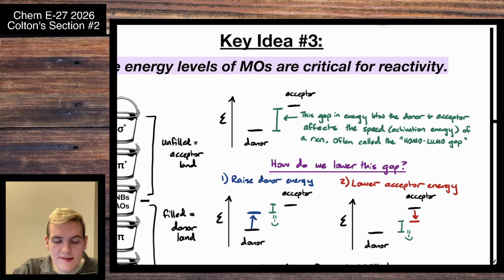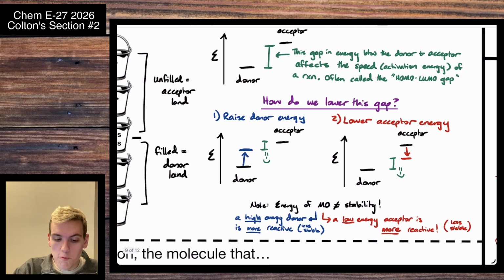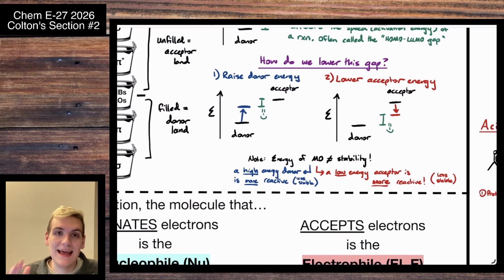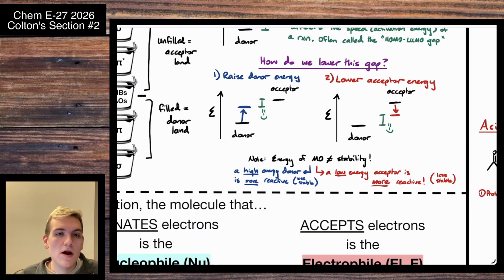But if this is the thing that limits the rate of a reaction, having a big gap between donor and acceptor, we essentially have two big strategies for how to make things faster. We can raise the energy of the donor, and then we get a smaller gap. Or we can lower the energy of the acceptor to get a smaller gap. That seems fairly intuitive. But one note here, this energy of a molecular orbital does not always equal stability. So, for example, a high energy donor is more reactive. That makes sense.